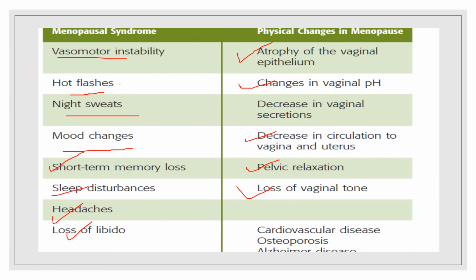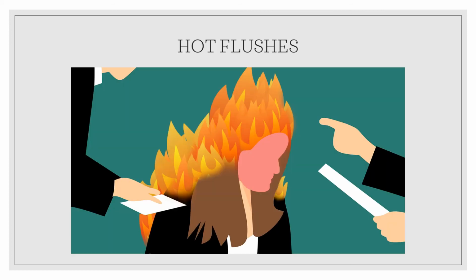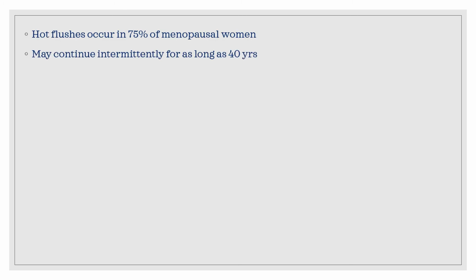Now we want to concentrate on a specific, very important problem here, that is the hot flashes during the postmenopausal period. What is this hot flash? Hot flashes occur in 75% of menopausal women. They may continue intermittently for as long as 40 years. Its cause is unknown.